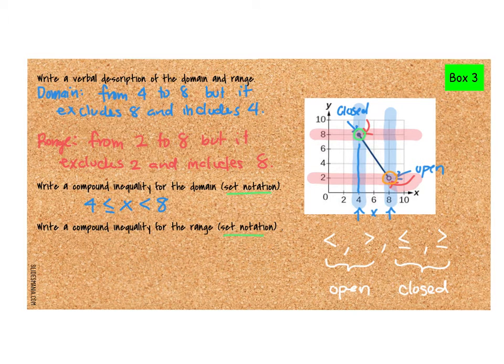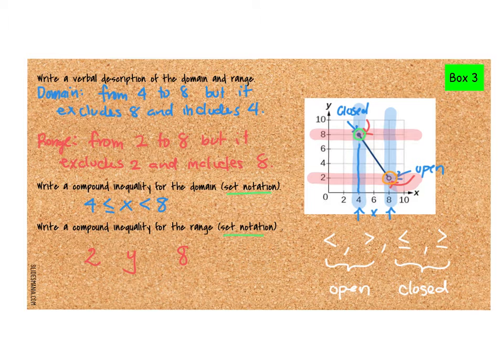So the lowest number that we can have as a y value is 2, and the highest y value that we can have is 8. Right in between, we're going to have the variable y, because we're talking about range. When we're talking about range, we're talking about movement along the y-axis.